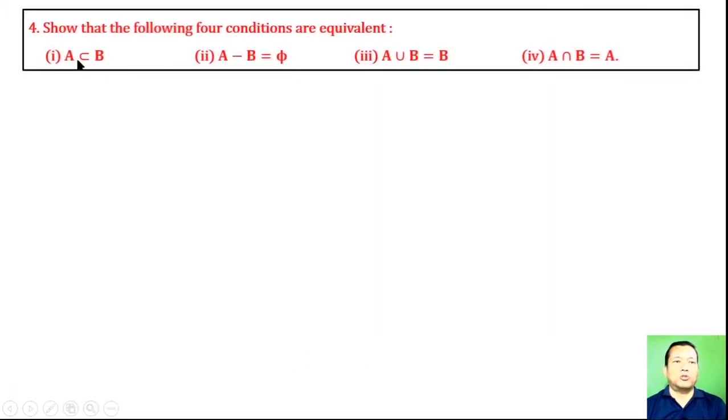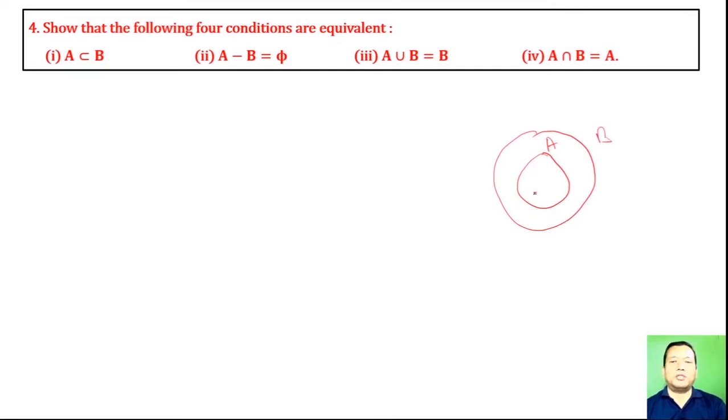Question number 4. Show that the following four conditions are equivalent: A is a subset of B, A minus B is phi, A union B is B, A intersection B is A. Let us draw a diagram. This is set A, this is set B.